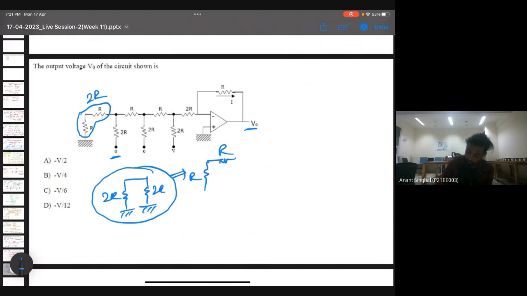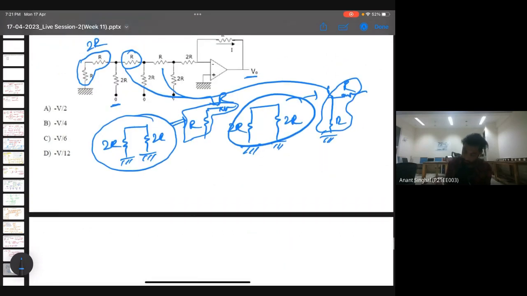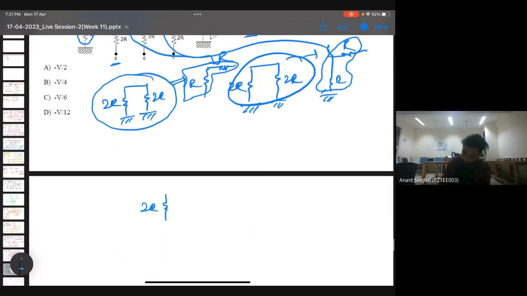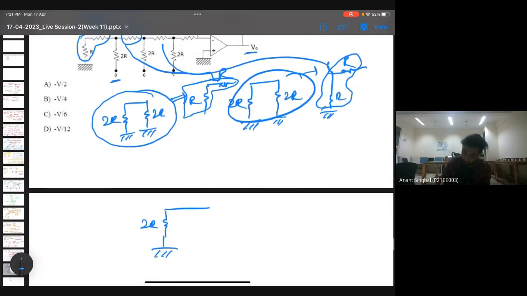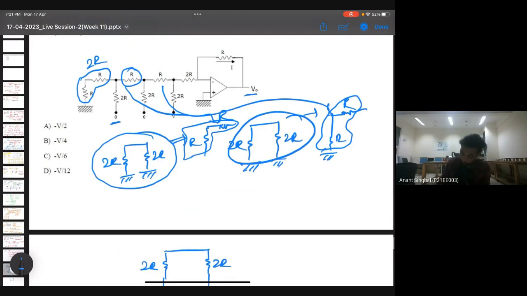So this R and this R now will be in series and the combination will be 2R again. If I try to make this again, this will be 2R ground and again 2R ground. So this again will be repeated and this will be R, and here it will be R to the ground and these two are in series. If I try to remake the circuit, there will be a 2R, then a ground, then again a 2R with a certain voltage V connected, then there is a 2R here.